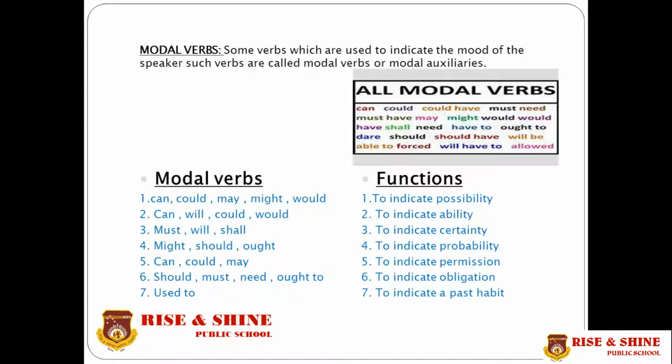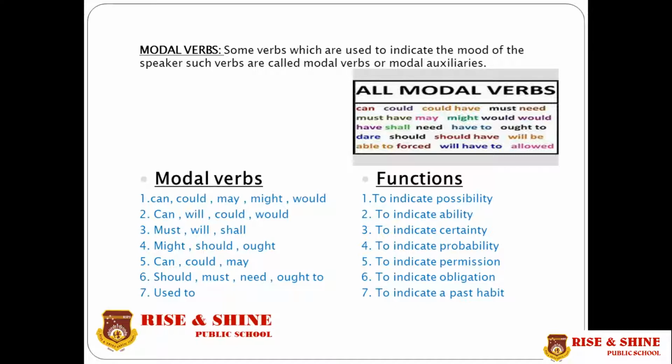The second category is of can, will, could or would, to indicate ability, a skill to do something, that you can do something. And here you can say, I will stand first, or you can win the game.